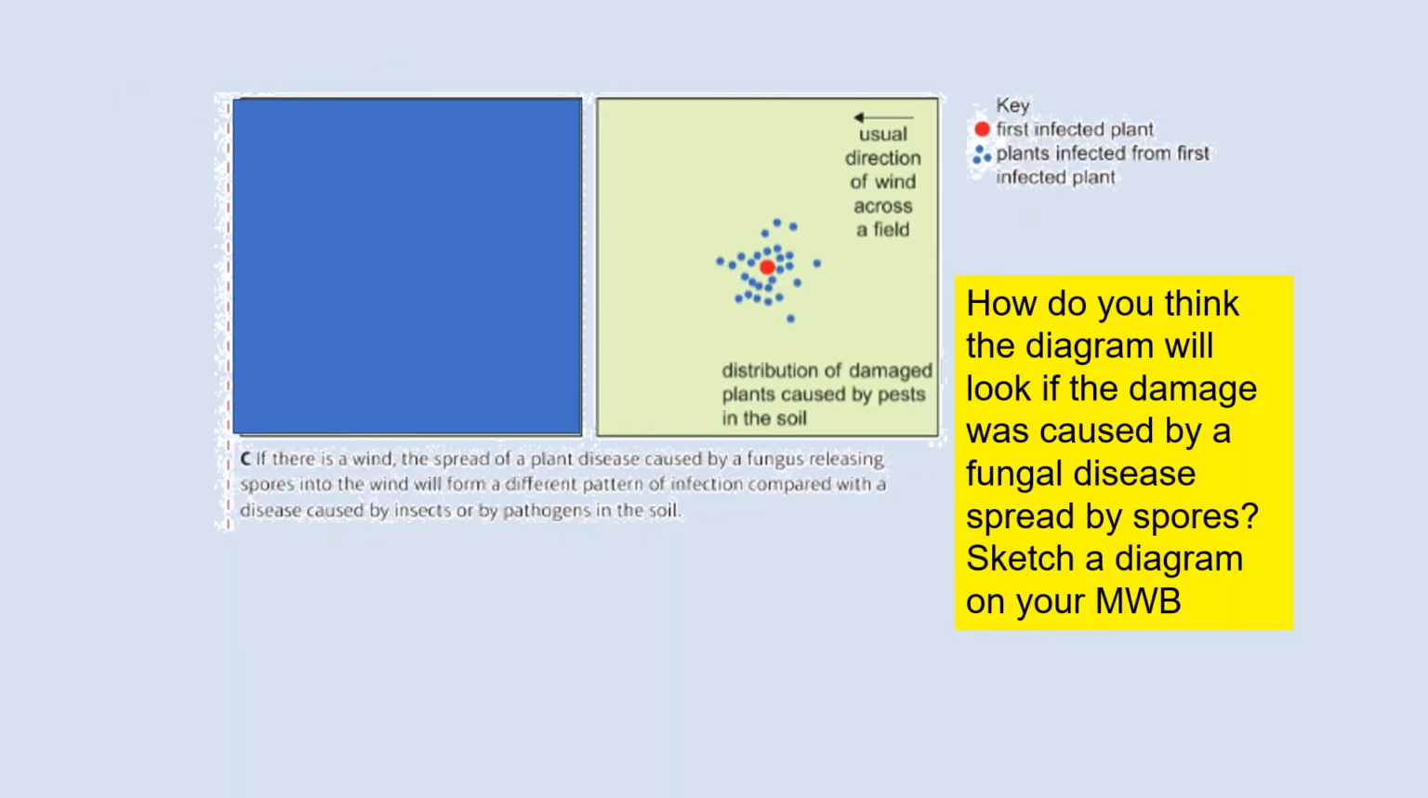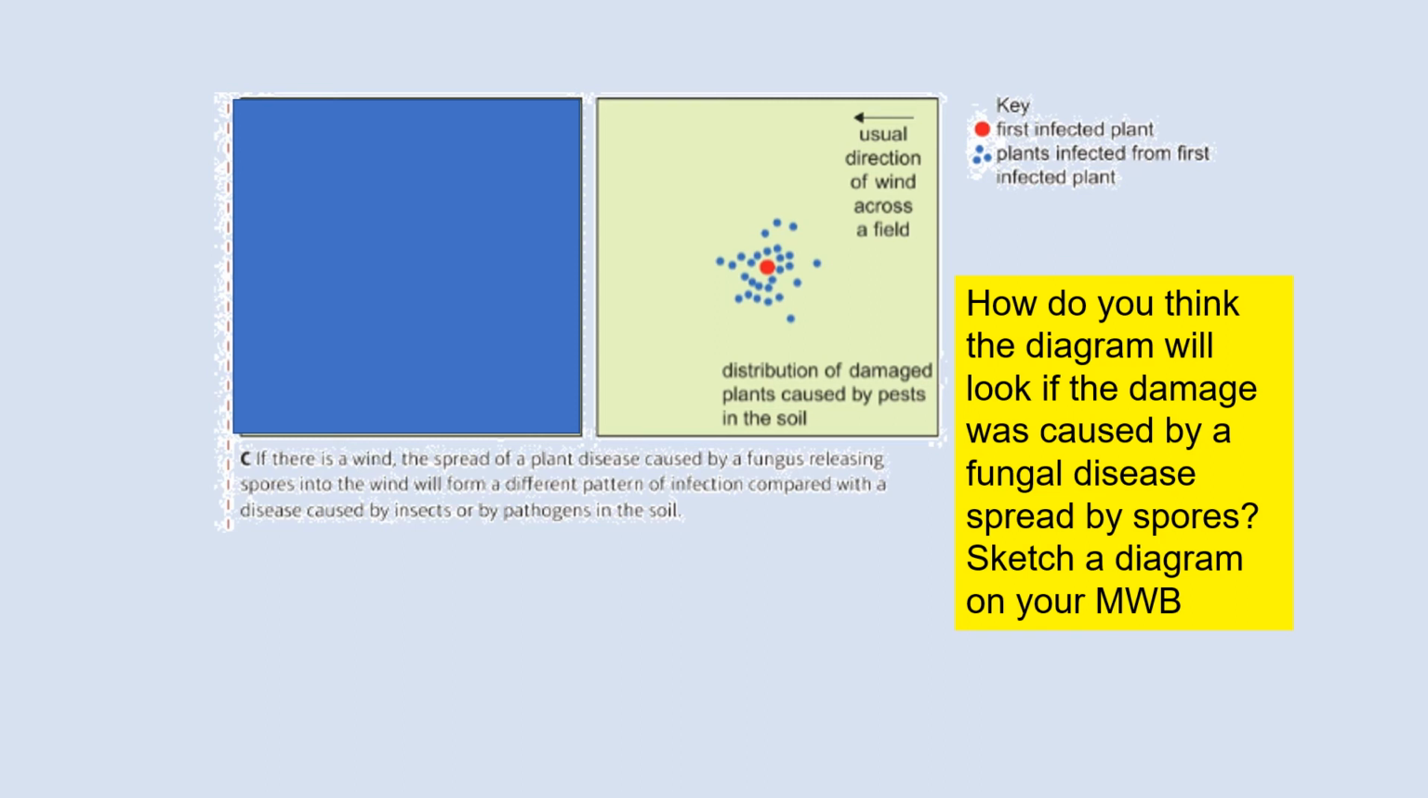Right, little question for you. This is quite a nice one because it links plant infections and plant epidemics, so the spreading of disease, and it actually has some quite nice correlations to when we studied the cholera ones back with John Snow a few lessons ago. So looking at the question in the yellow box, how do you think the diagram will look if the damage is caused by a fungal disease spread by spores? So spores, remember, are released into the air, they travel by air, so they are an airborne infection.